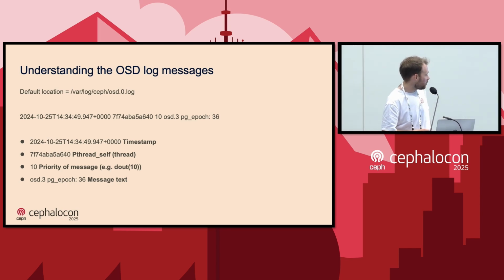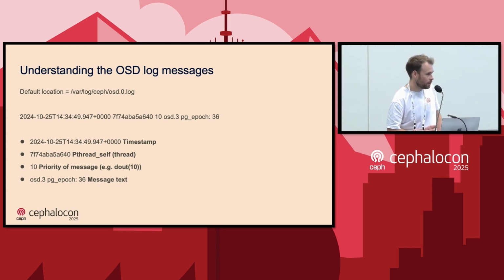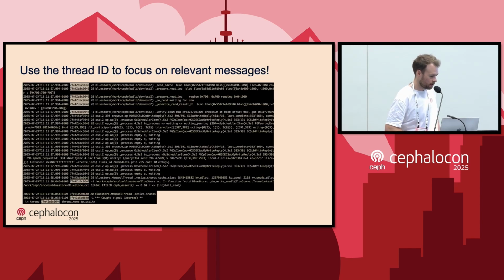And we have the priority of the message that's being printed. So the lower this value is, the more critical the message is. So something with a priority of 1 is pretty important. Something's gone wrong. If something has a priority of 20, that's more informational. So that allows you to pick out the most important messages in the log. And then after that, we have the message text.